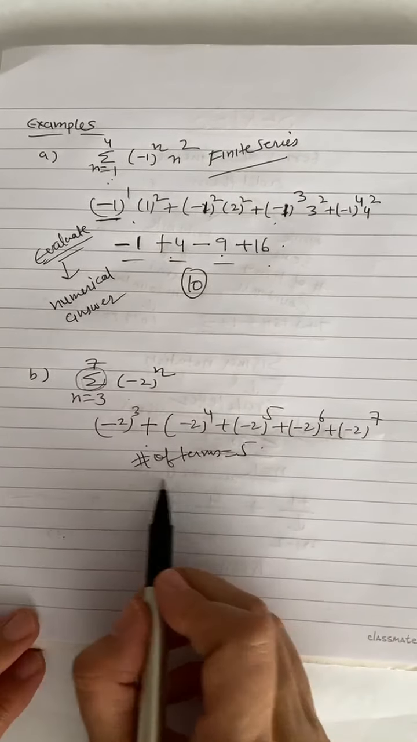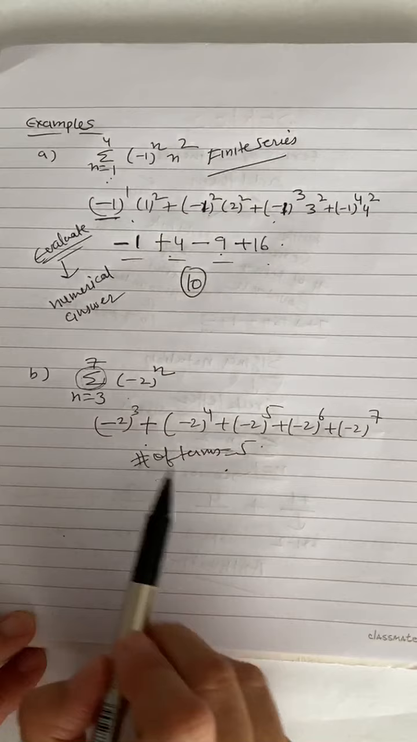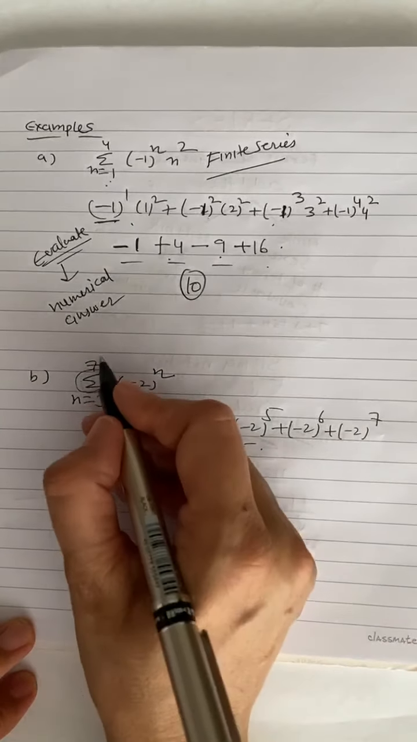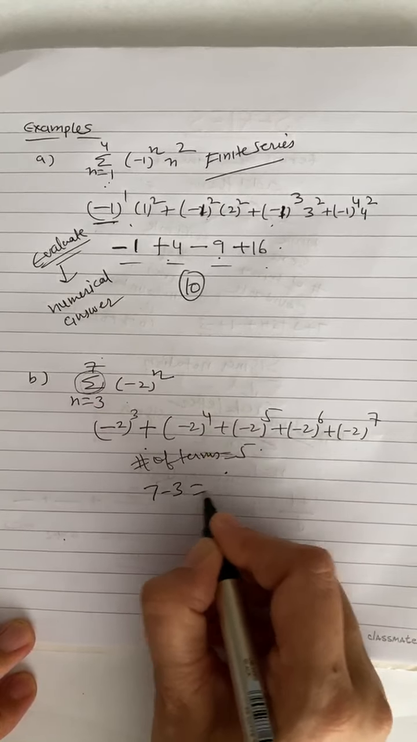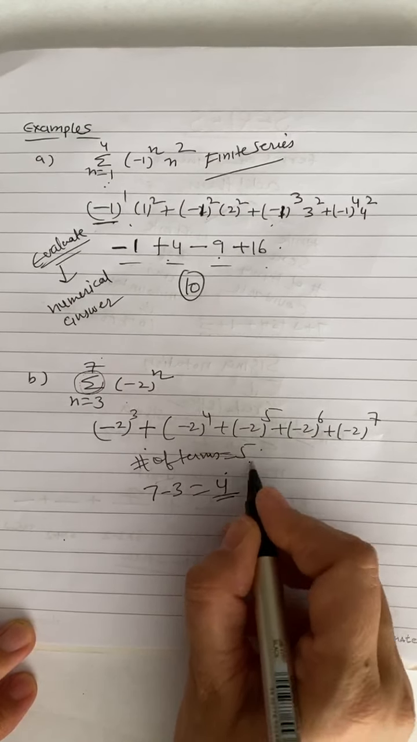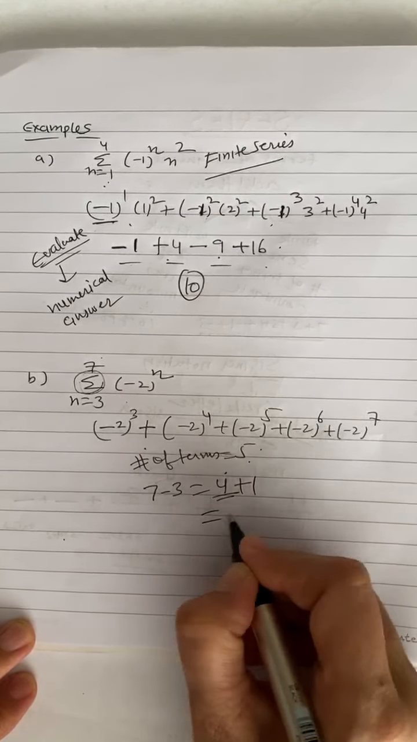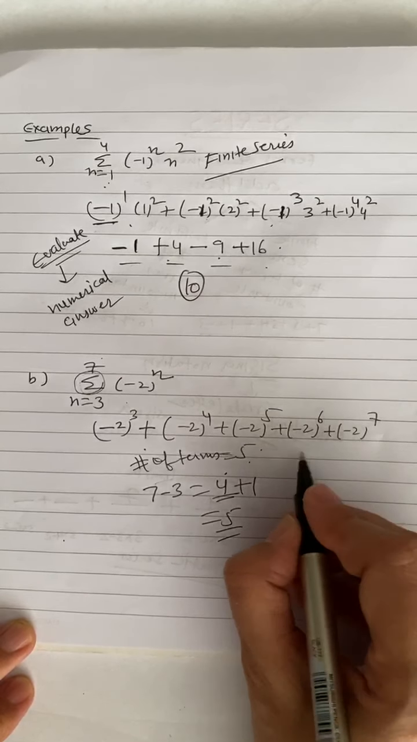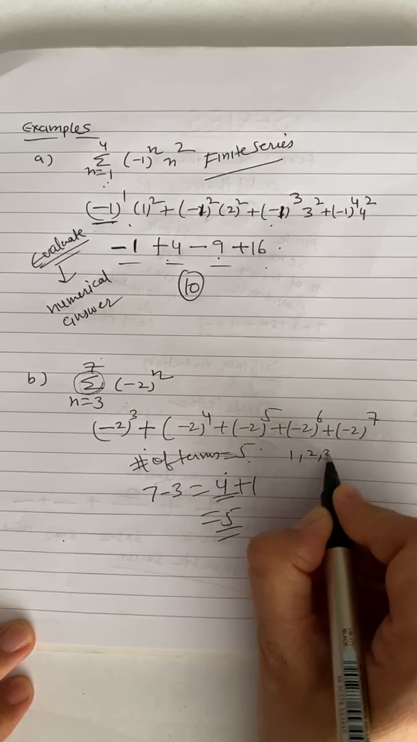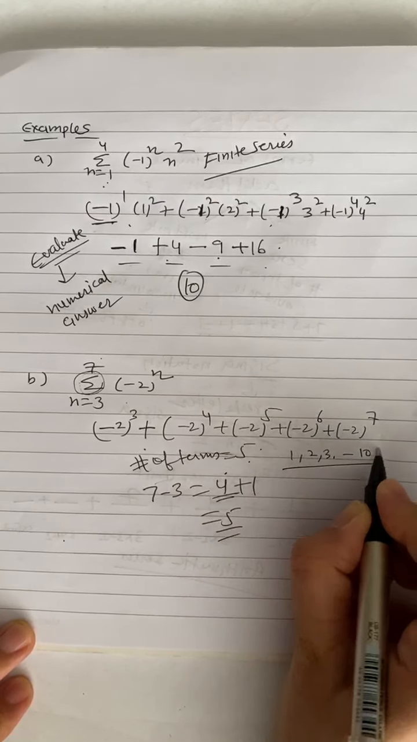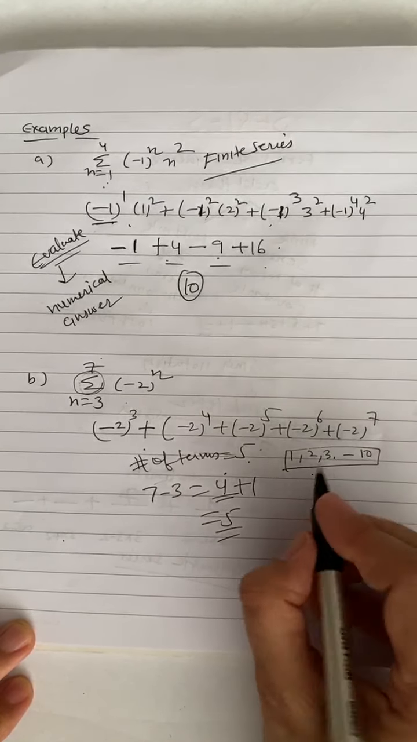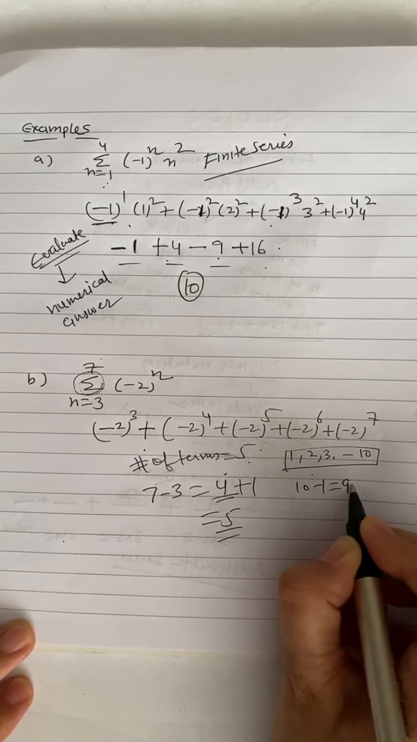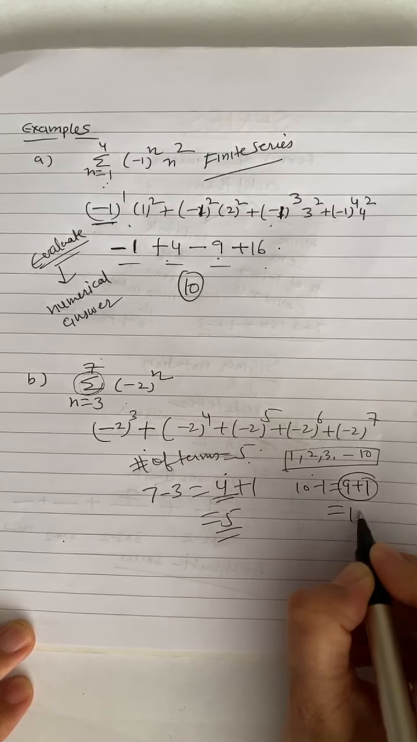And another thing, the easier way to find out how many terms before you expand is you look at the upper limit, which is 7 minus 3, that gives you 4, but the number of terms is 5. So you always add 1, which is 5. If I ask you how many numbers you have from 1, 2, 3 to 10, then there are 10 numbers here. To find out how many numbers you have, you can do 10 minus 1, which is 9, and then you add 1. So that gives you 10.